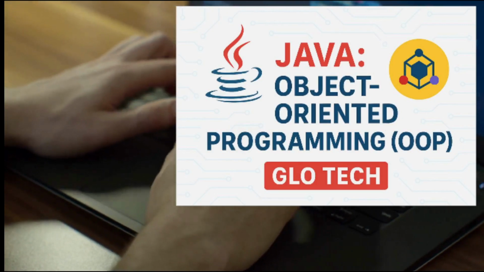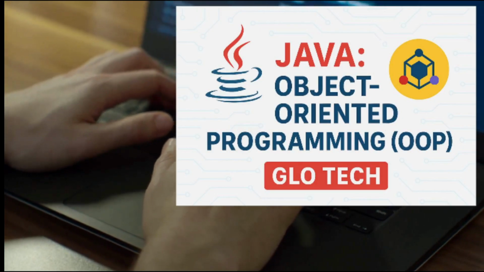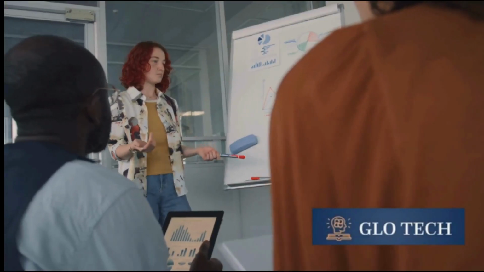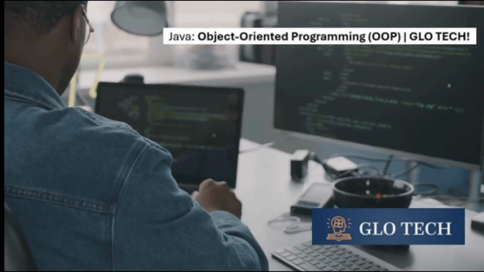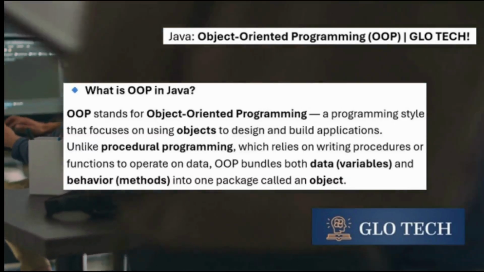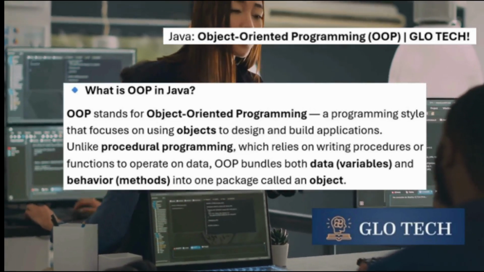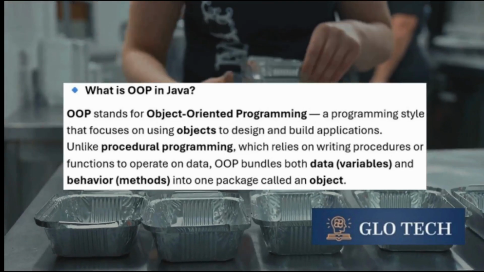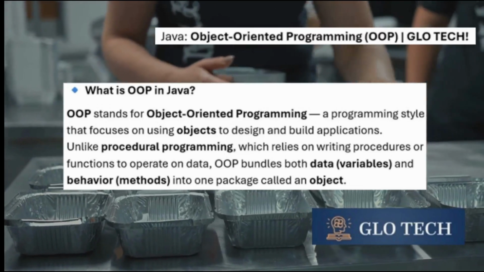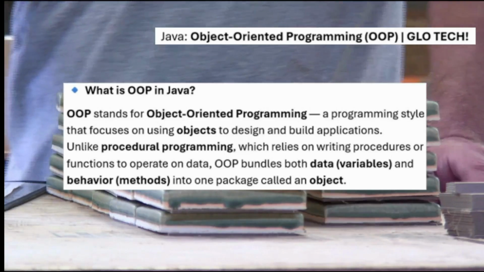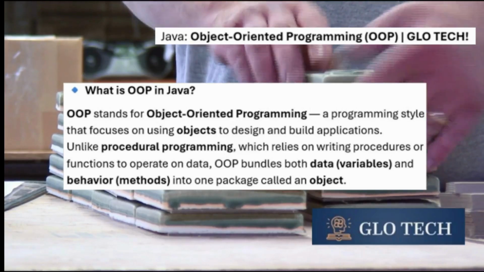Today I'm breaking down one of the most fundamental concepts in Java Object-Oriented Programming, or OOP, and we're going to demystify the difference between classes and objects. Now, what exactly is OOP? Think of it as a programming style where you use objects to design and build your applications. Instead of writing a bunch of separate procedures or functions that operate on data, you bundle the data, like variables, and the behavior, like methods, into these handy little packages called objects.